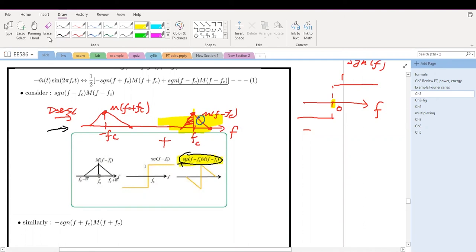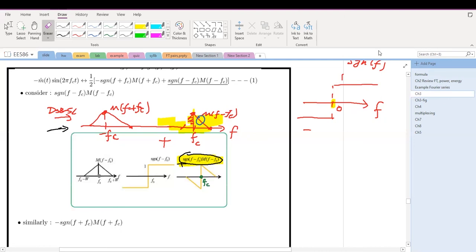So this is fc, and this is fc as well. And we can see the lower sideband signal. This is the lower sideband. This is the lower sideband. And this is positive, this is negative, cancelling each other out. What we are left with is the upper sideband. And this is a positive frequency.